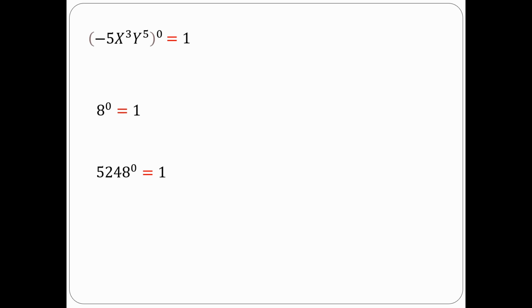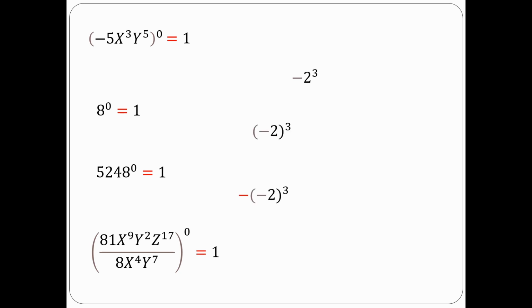5248 raised to 0 is also 1. Even if you see a problem like this one with a lot of variables, but it is raised to 0, it is also equal to 1. So keep that in mind. Now what is the difference between these three problems?